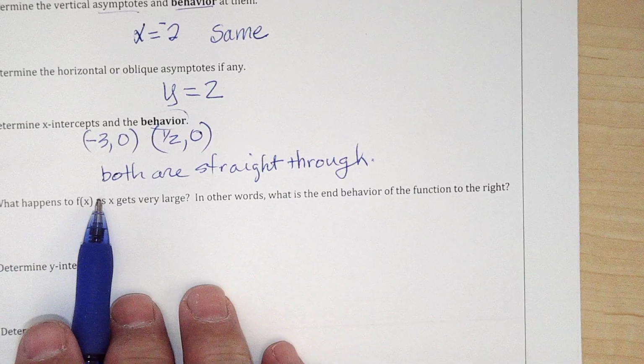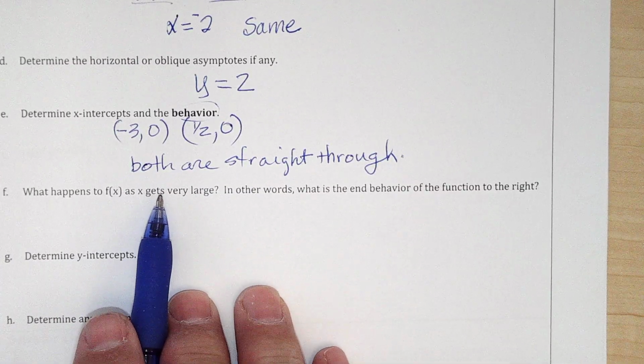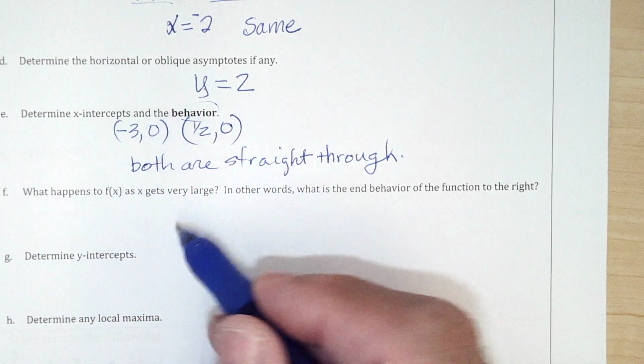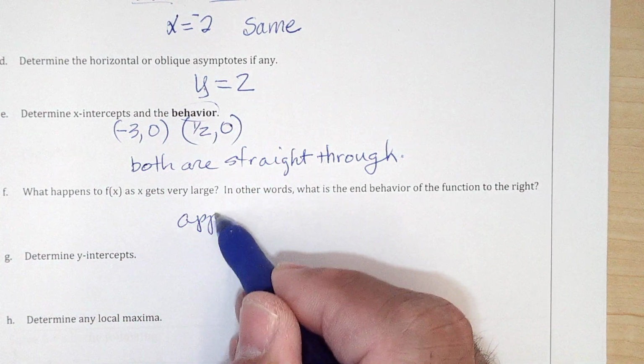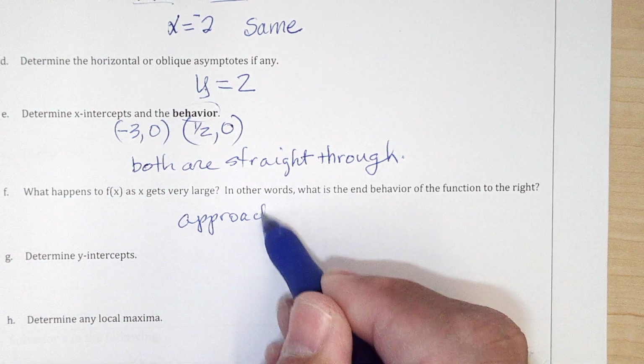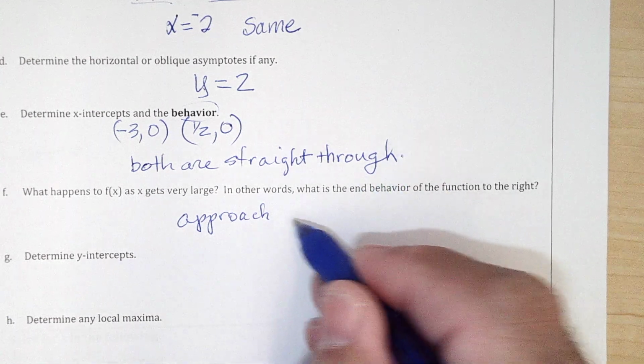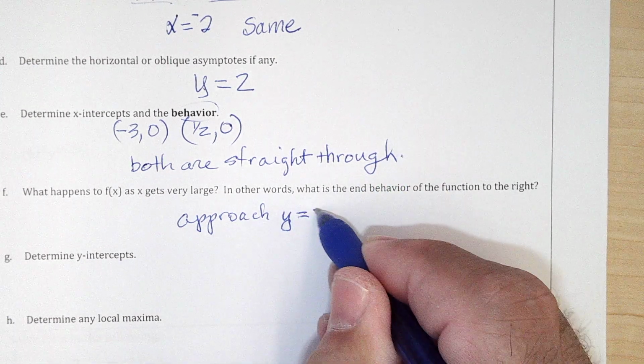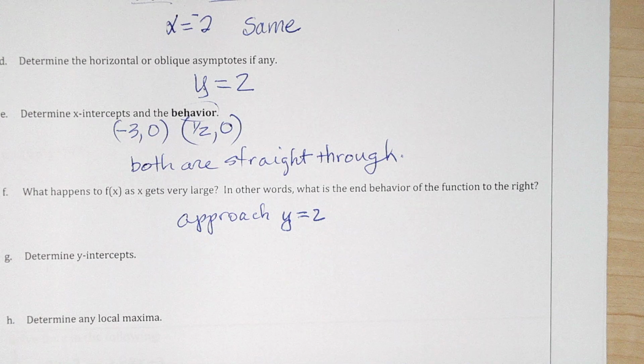What happens when x gets very large? It approaches the horizontal asymptote. It approaches asymptotically, if you will, y equals 2, or it snuggles up to y equals 2.